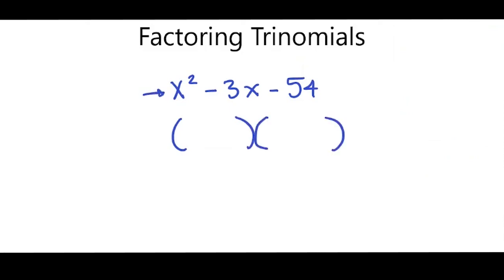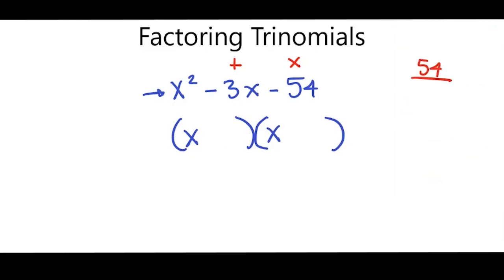You'll notice I have an x squared here, so I know that each parenthesis has an x in it. Now I need to decide what two numbers multiply to be negative 54 and add together to be negative 3. In a situation like this, we may need to find the factors of 54.